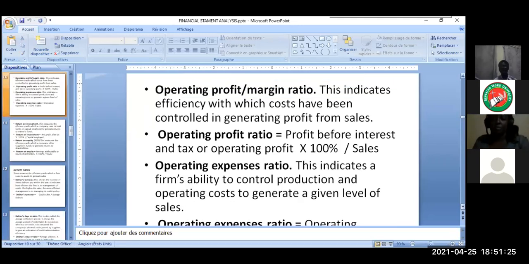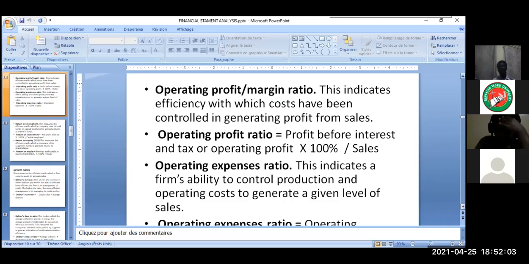Okay, so now we have another under profitability, which is operating profit margin ratio, if you want. This indicates efficiency in which costs have been controlled in generating profit from sales. Now the formula, we take profit before interest and tax, or operating profit, we divide by sales, then we times 100.